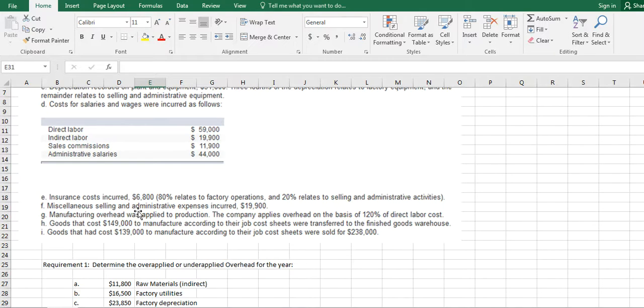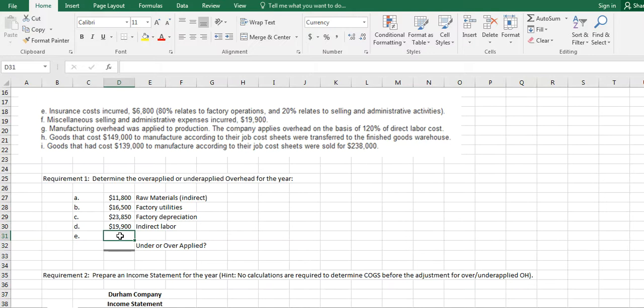We've got some insurance. Insurance is considered an indirect cost. It doesn't relate directly to the cost of whatever it is we're manufacturing. So this is indirect, but 20% of it has to do with selling and administrative. So that doesn't relate to our indirect overhead cost for the factory at all. So we need to calculate 80% of $6,800. We do the math on that, it's $5,440, and that's factory insurance.